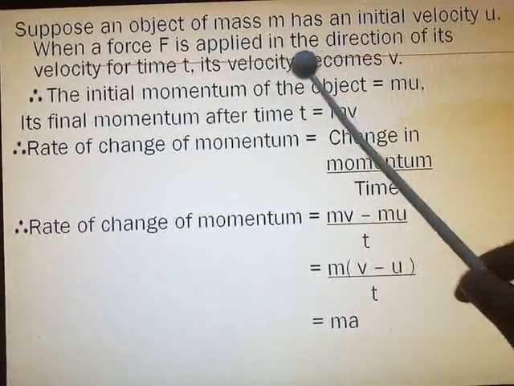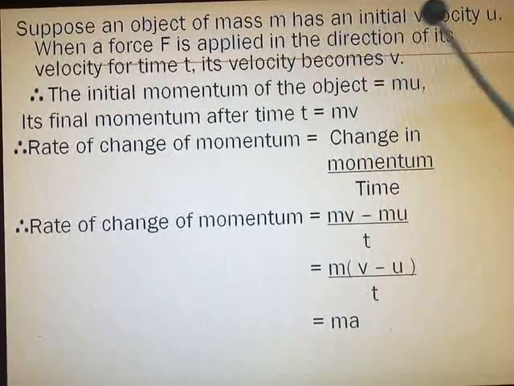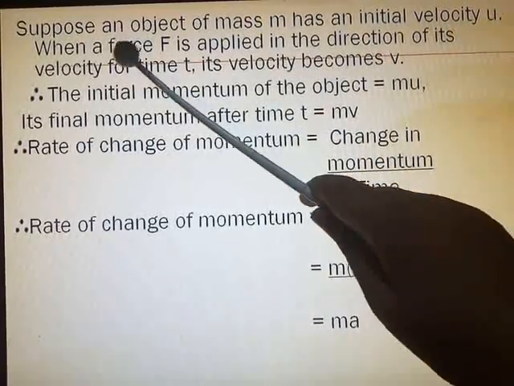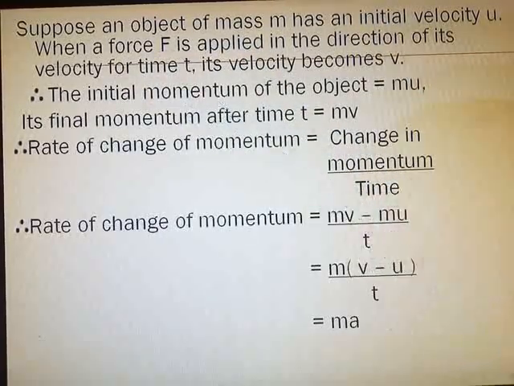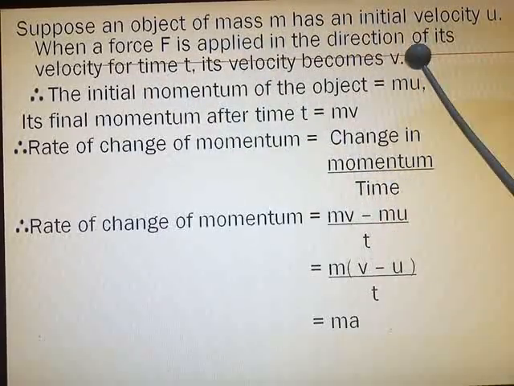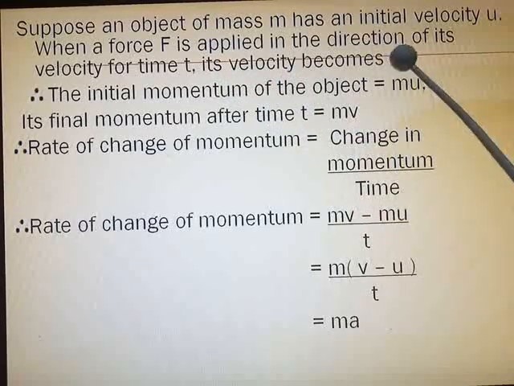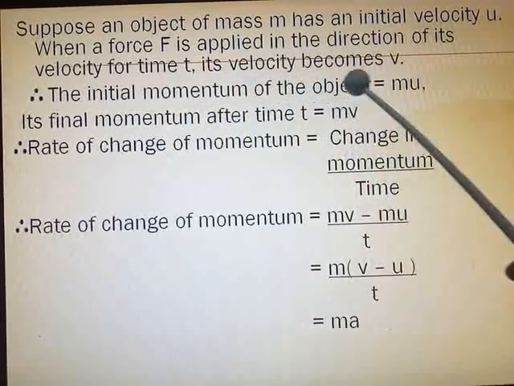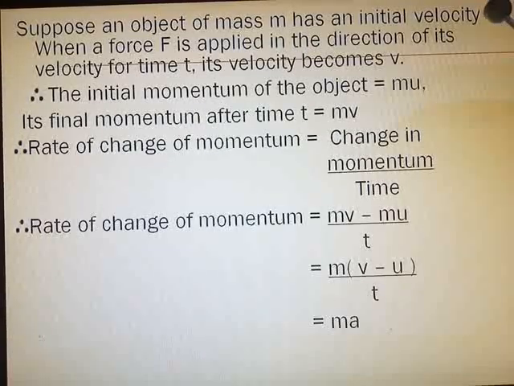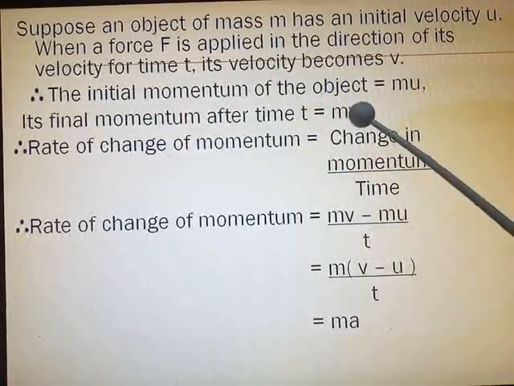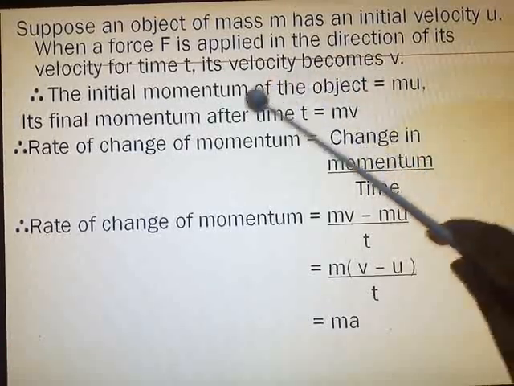Suppose you consider any object of mass m with an initial velocity u. When a force is applied in the direction of velocity for a particular time t, its velocity becomes the final velocity v. Means you assume that an object has a certain mass m, and its initial speed is u. On application of a force F for time t, the velocity becomes v. So the initial momentum of the object is m into u, mass into velocity. The final momentum will be m into v after a particular time t.